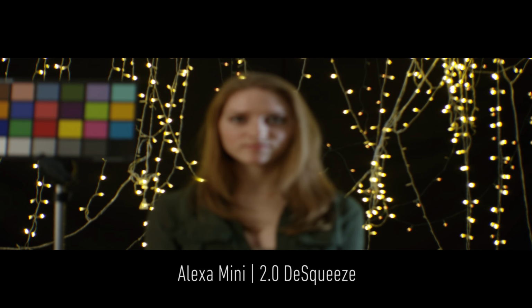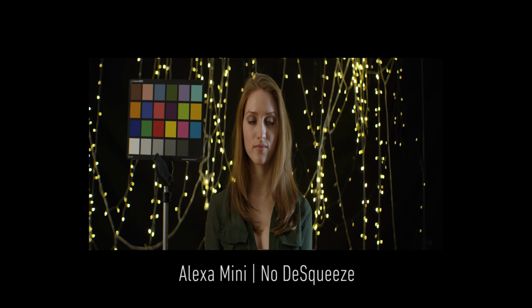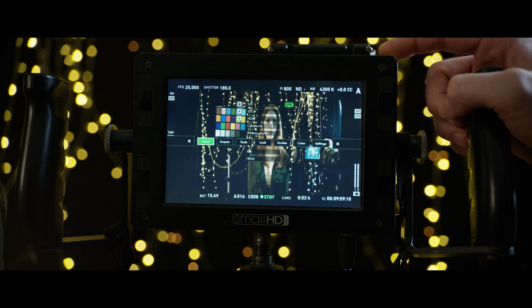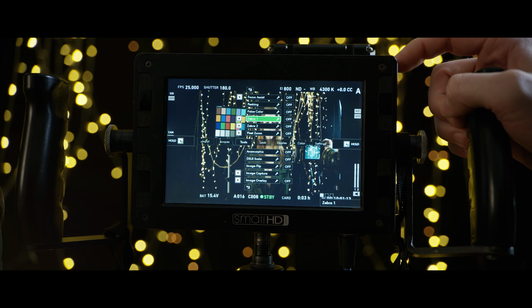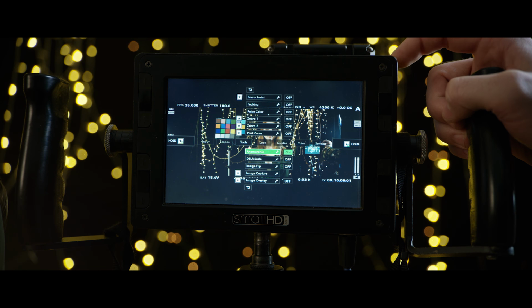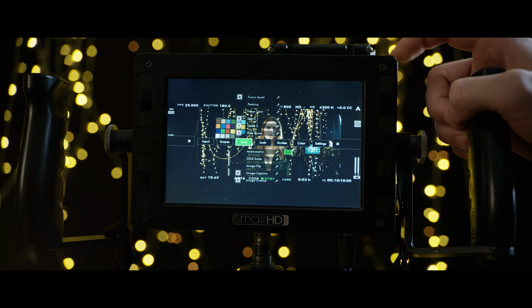The Alexa Mini could only de-squeeze 2 times, which is way too much, so we had to monitor without a de-squeeze. Not good. But there is help. Several new third-party monitors have 1.5 de-squeeze functionality built in, so at least the director can monitor a proper image. Let's hope camera manufacturers update their cameras with built-in 1.5 de-squeeze soon.